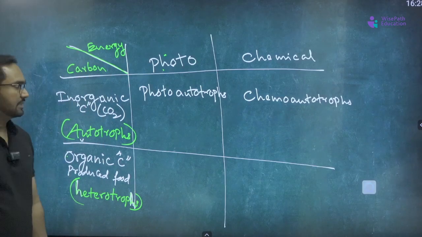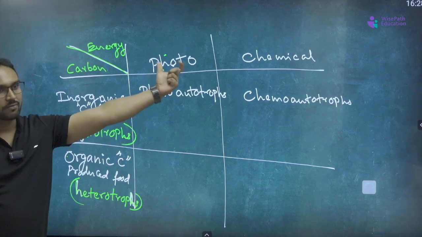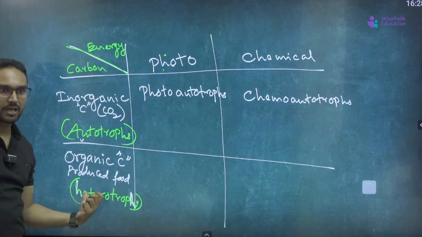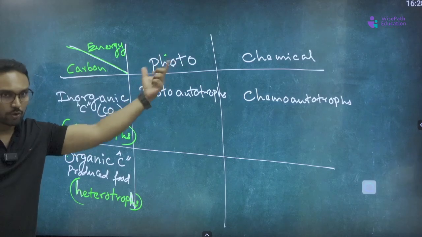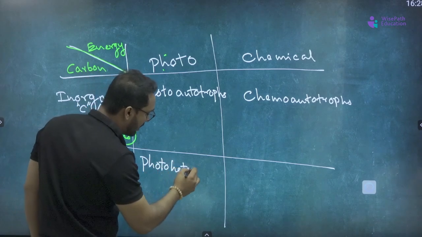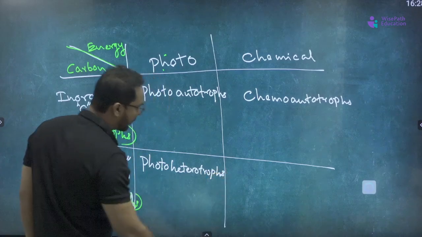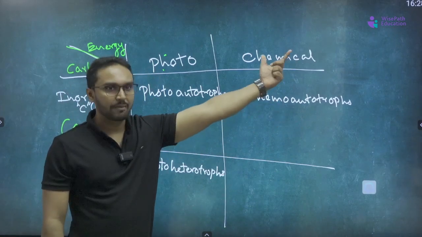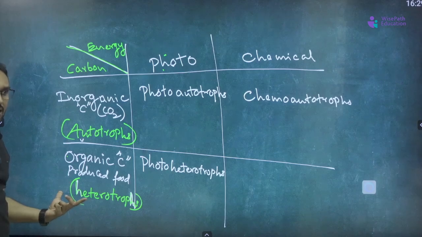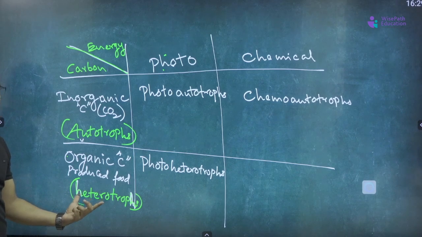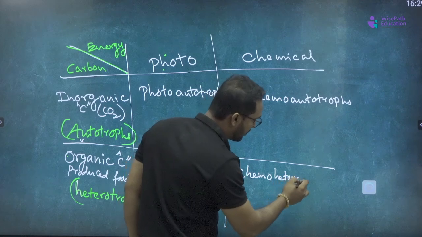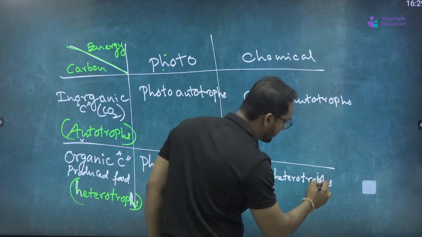And listen, if any organisms are using photo energy and organic carbon as their carbon resource, they are called photoheterotrophs. And if any organism is using chemical energy as their energy resource and the produced, or organic, carbon as their carbon resource, they are called what? Chemoheterotrophs, right?